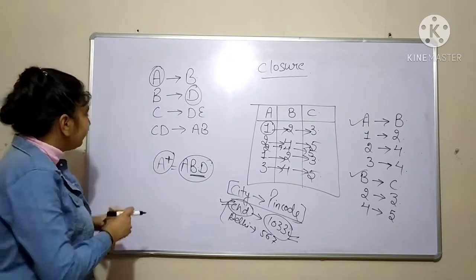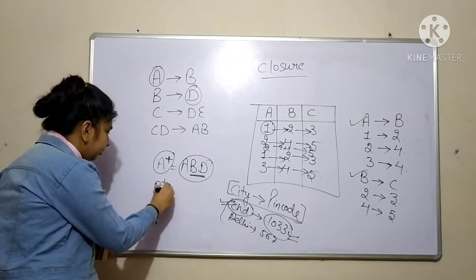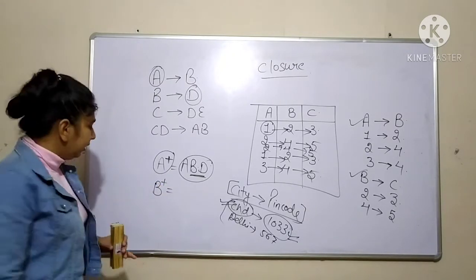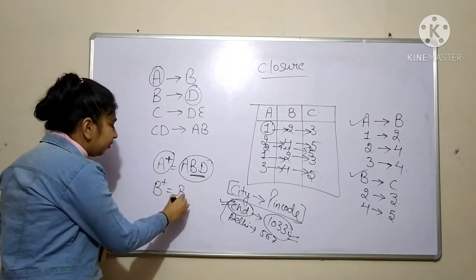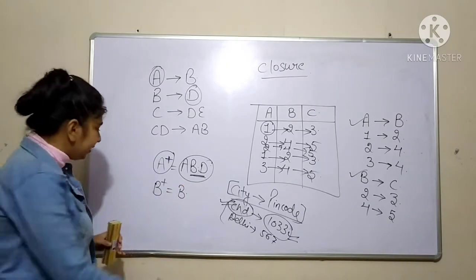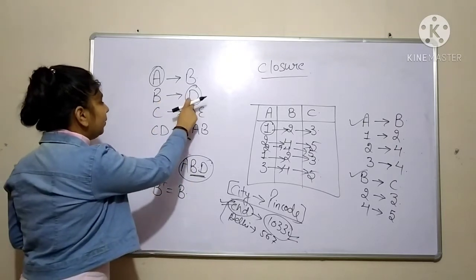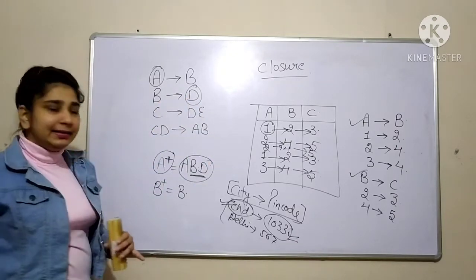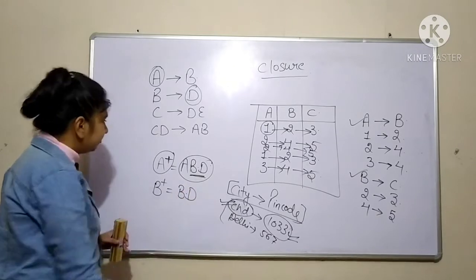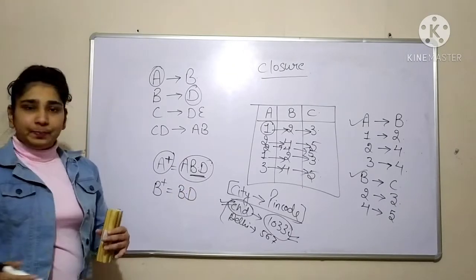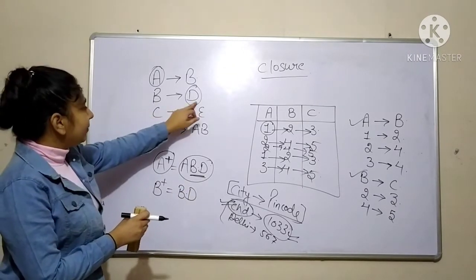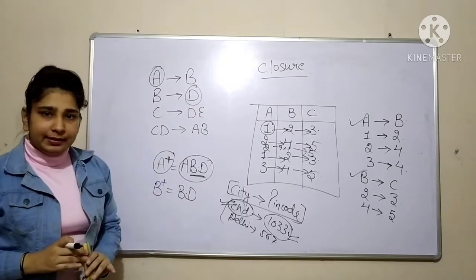Okay, now let me find out the closure of B. With the help of B, firstly I am able to determine B. And with B, what other attributes can I determine? D. With the help of B, I am able to determine attribute D.